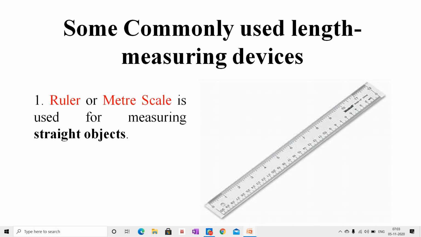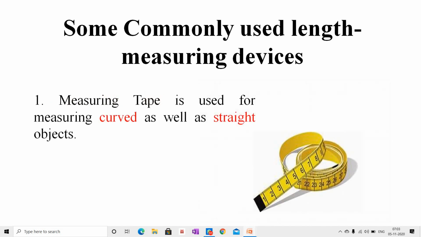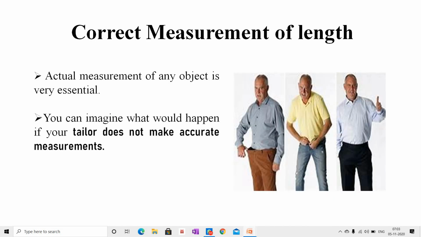Students, now let us see some commonly used length measuring devices. Ruler or meter scale is used for measuring straight objects, and measuring tape is used for measuring curved as well as straight objects. Correct measurement of length.